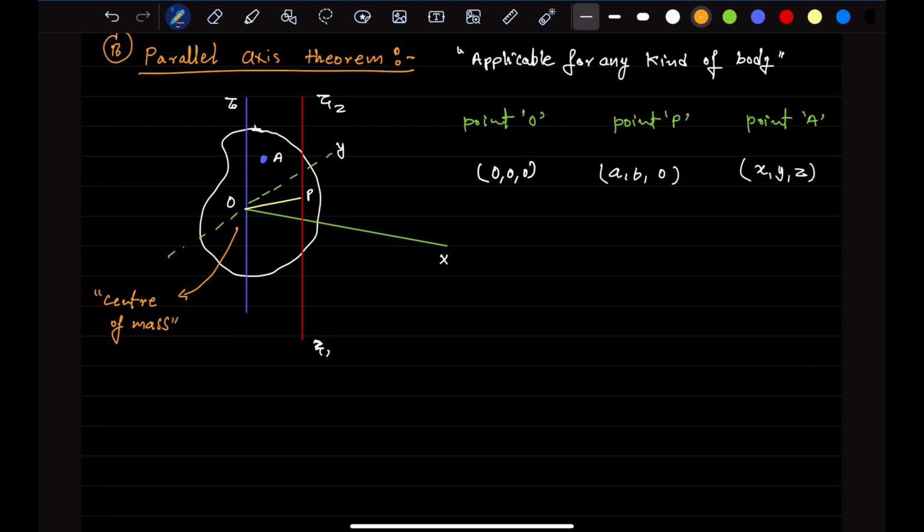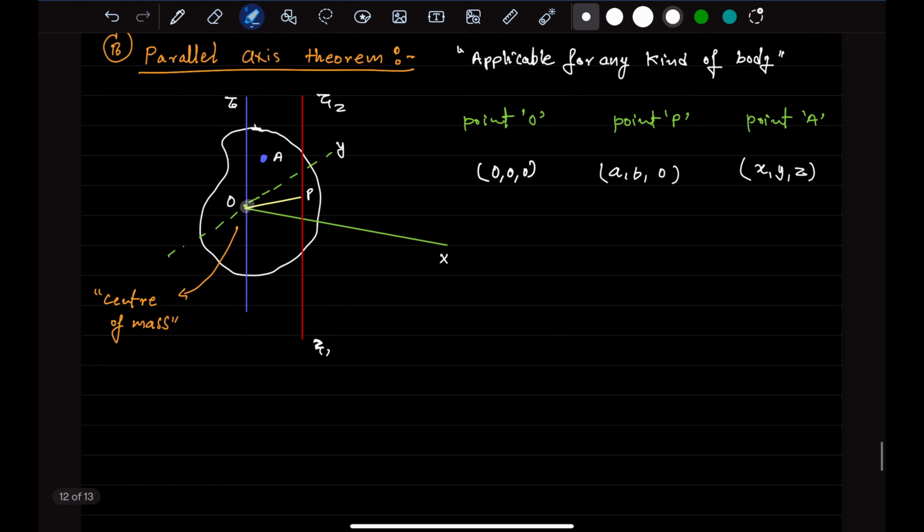I have taken this as a rigid body, and this point is the center of mass, right? And I have taken the x-axis, y-axis and z-axis passing through the center of mass, and there is another axis, z1 z2, as you can see in the red line. I need to find the moment of inertia about that axis using the moment of inertia about the center of mass axis, or the z-axis. Okay, so we will derive it.